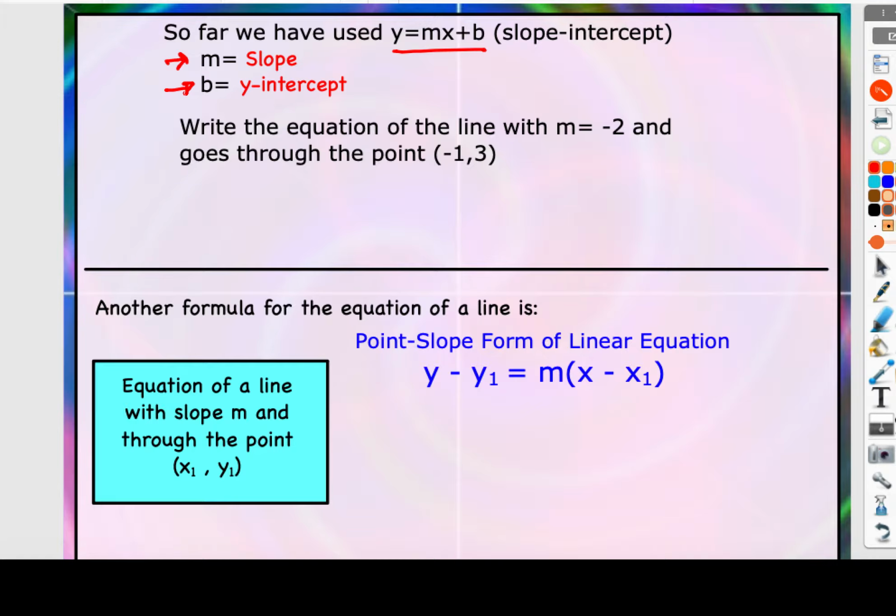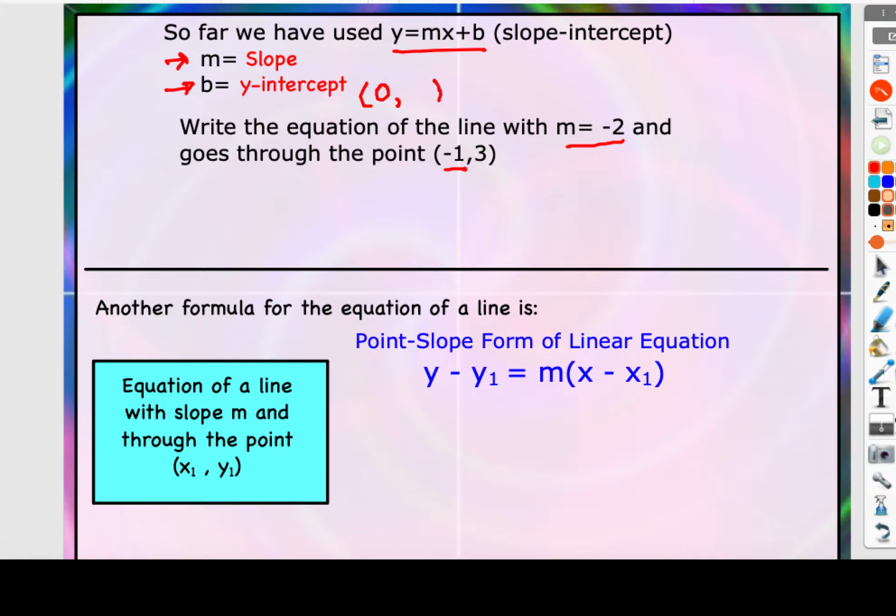So given the information below, write an equation of the line with m equals -2, so we know our slope, but it goes through the point (-1, 3). Now remember, the y-intercept would be the point (0, something), when x is 0. Since we have a -1 here, this is not the y-intercept. So we need to go find it.